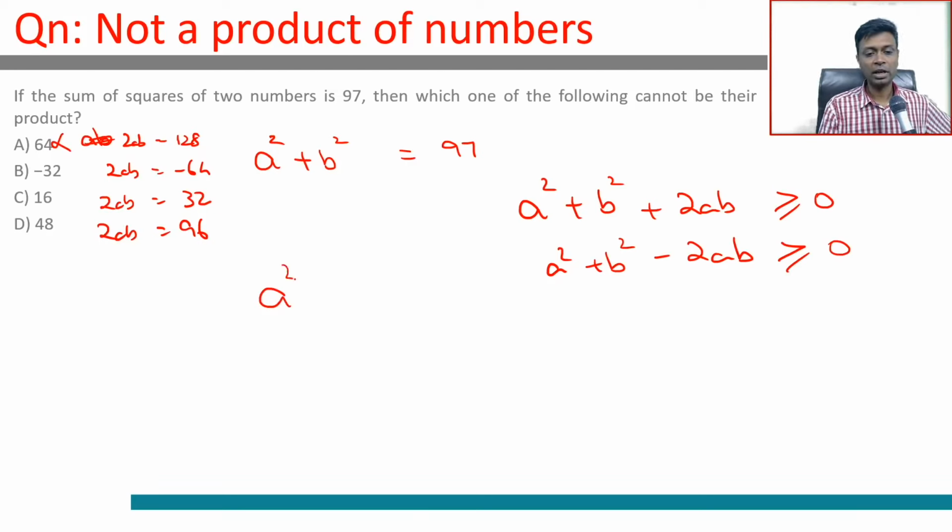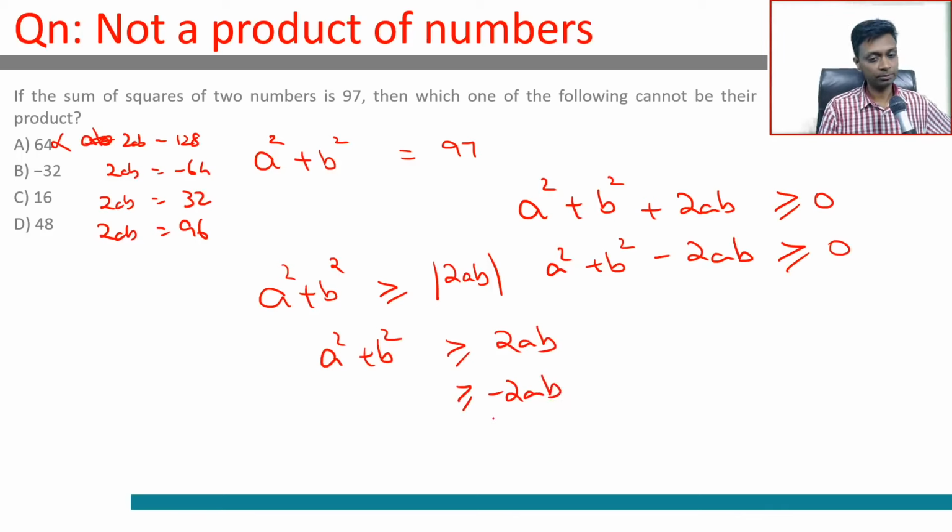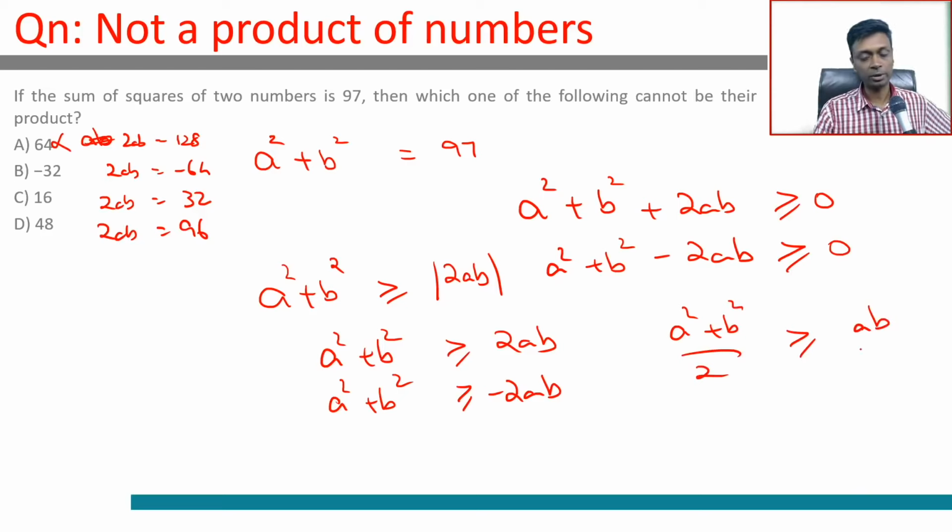Quite simply put, a square plus b square should be greater than or equal to modulus of 2ab. a square plus b square should be greater than or equal to 2ab. It should be greater than or equal to minus 2ab. That's the condition. a square plus b square by 2 is greater than or equal to modulus of a into b all the time. And so this idea is very important, very useful.